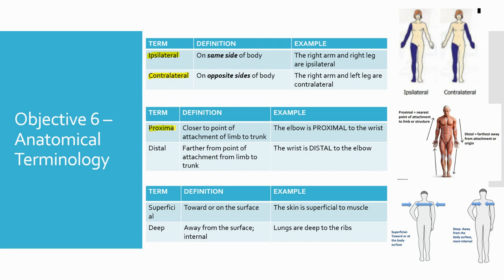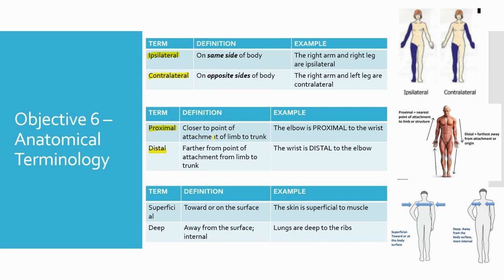Your next set are proximal and distal. Now both of these refer to the limb, okay? So in this case, we're talking about our arms and we're talking about our legs. And notice in the definition, it says they're closer to the point of attachment or they're farther from the point of attachment. So for the arm, the point of attachment would be the shoulder. And for the leg, it would be the hip.